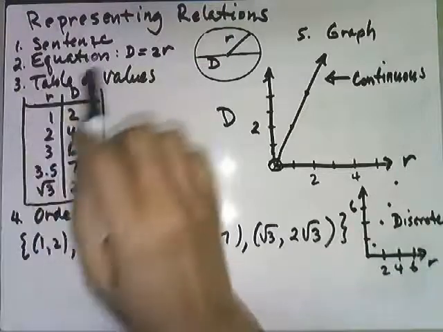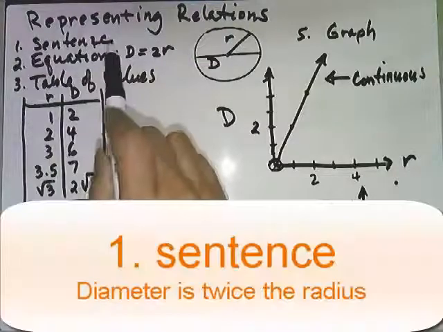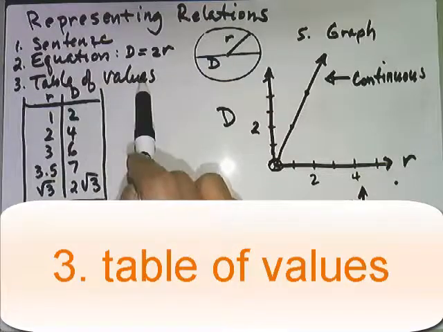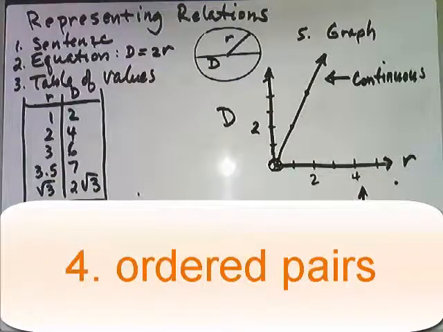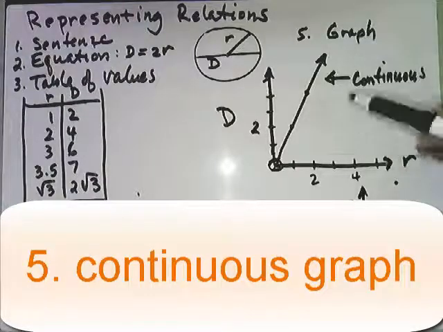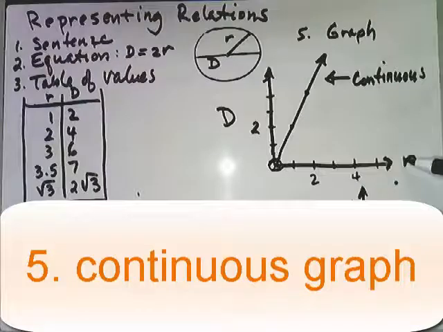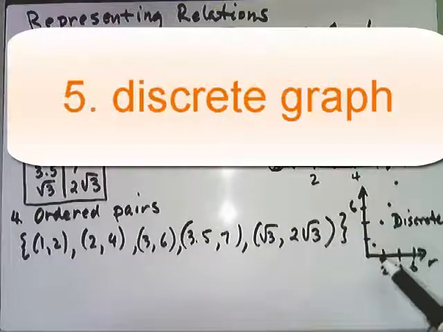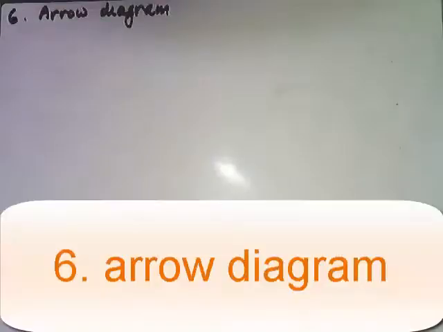So of all the 7 ways listed, we've covered the sentence, the equation. We have a table of values, ordered pairs, a graph, and if you graphed it, if you allow all values for the radius, it's called a continuous graph. If we are restricting ourselves just to the natural numbers, 1, 2, 3, 4, 5, then we end up with a discrete graph. An arrow diagram is the 6th way of showing a relation.